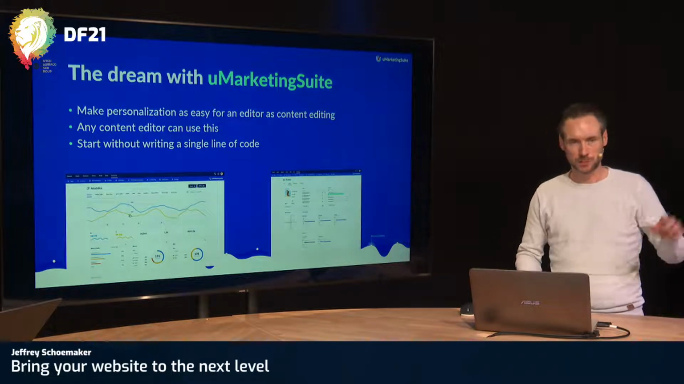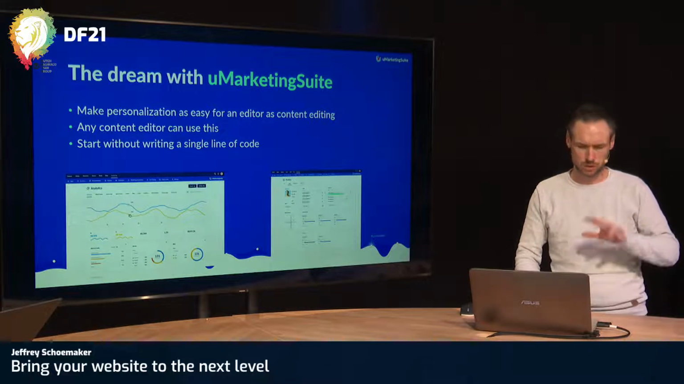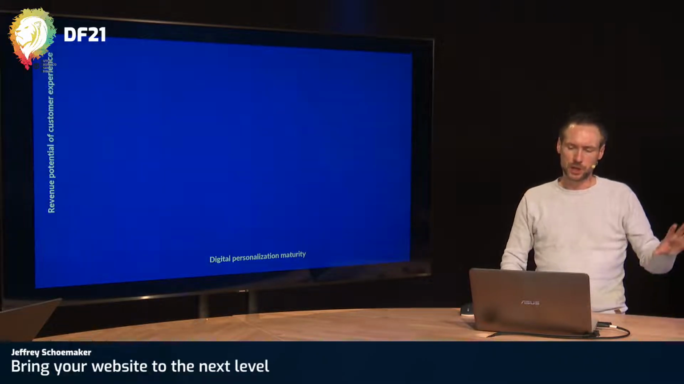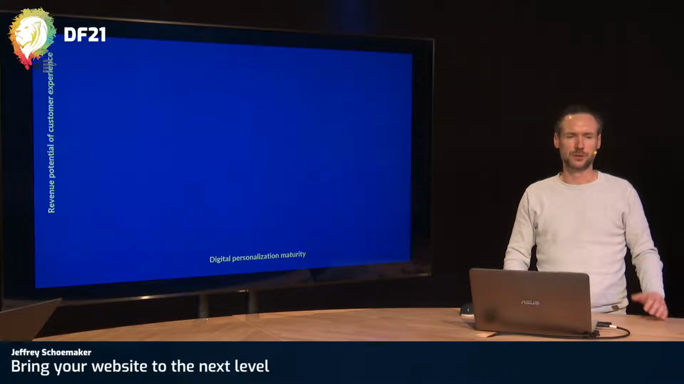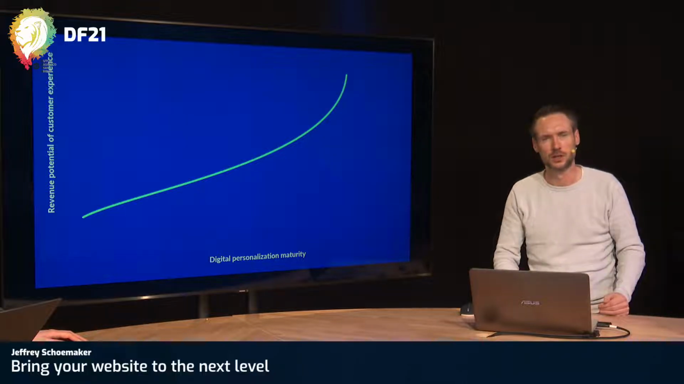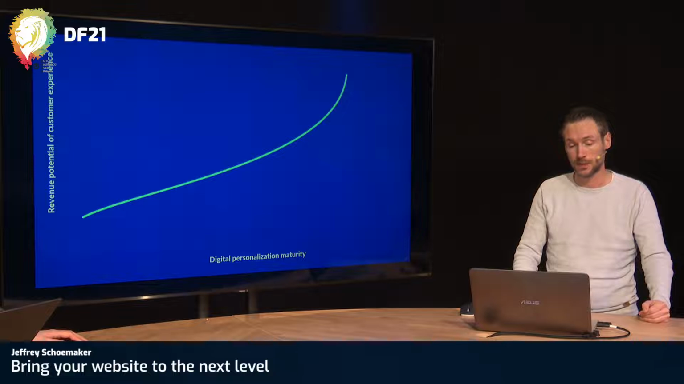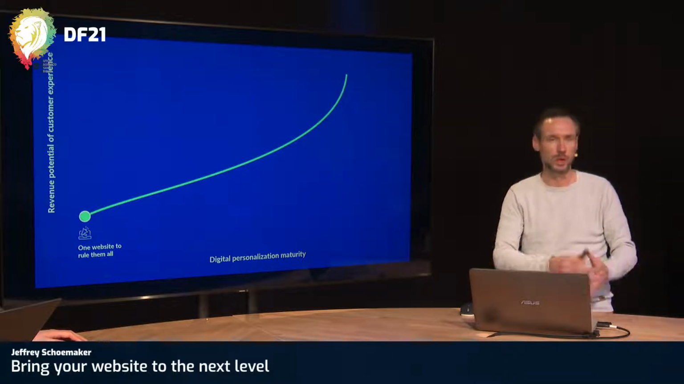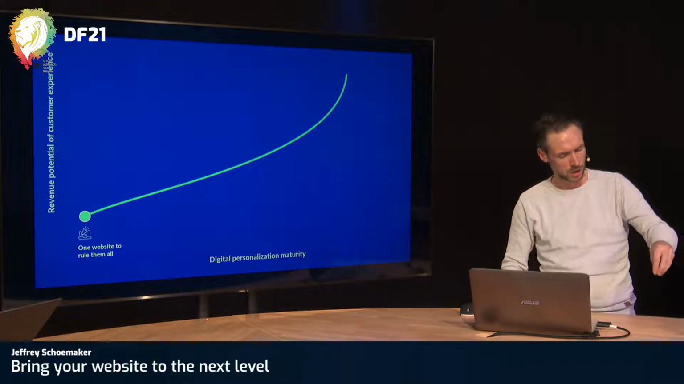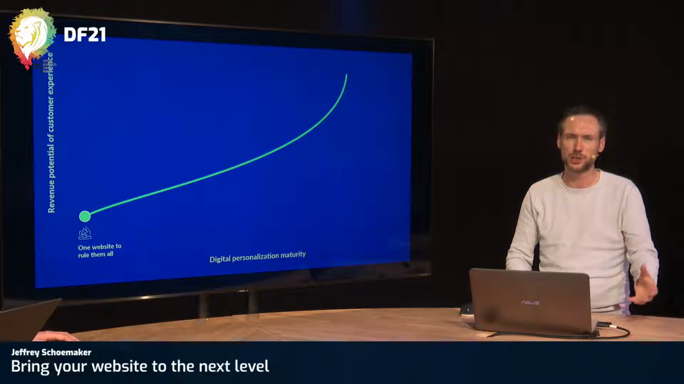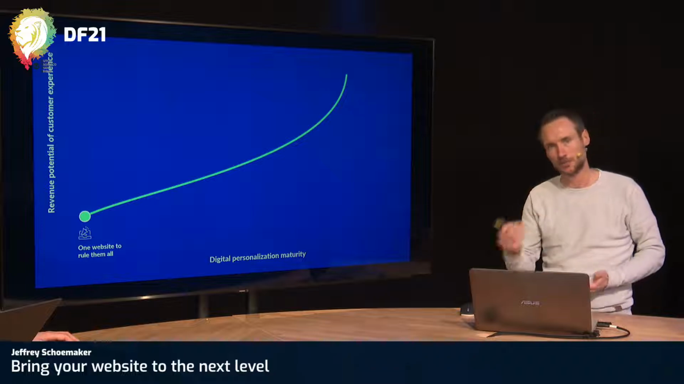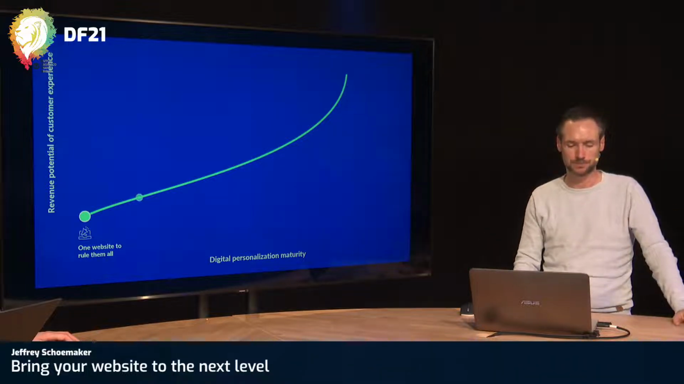Well, the ulMarketing Suite looks a bit like this. Not too much of that today. And what I'm going to show you is a digital personalization maturity curve. And that's a curve that every client will go through when they start with personalizing websites or optimizing websites. And in the beginning, there's one website to rule them all. It isn't important if you're a first-time user of the website, if you're returning, if you're already a customer. Everybody sees the same website, same content, same menu, same logos, etc.